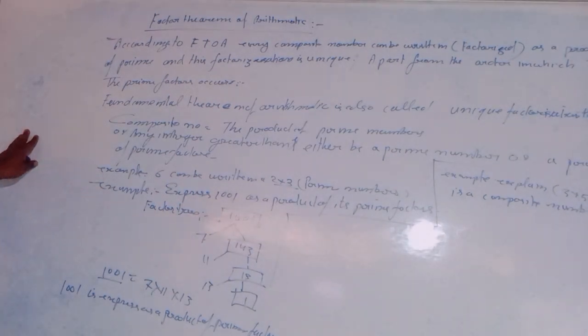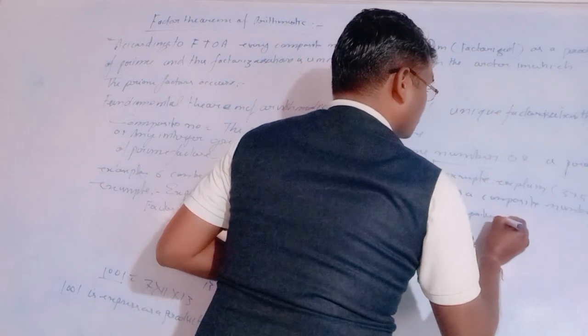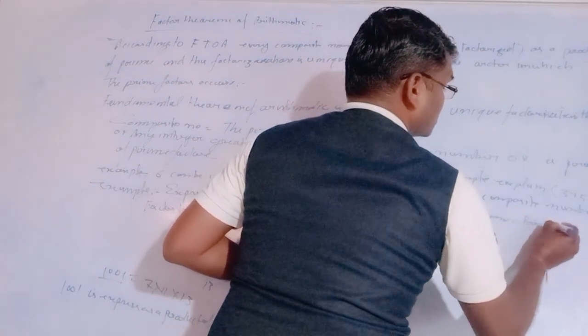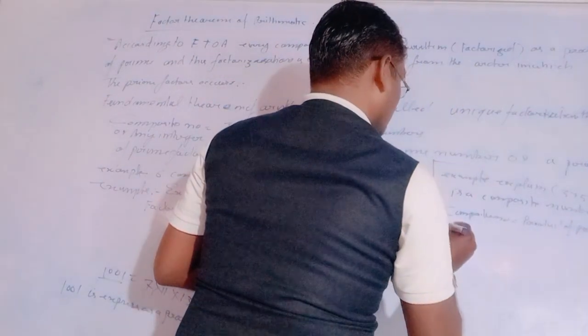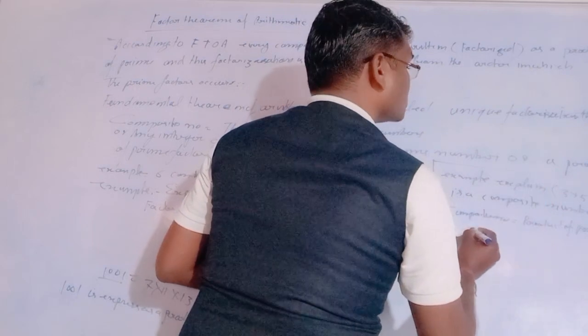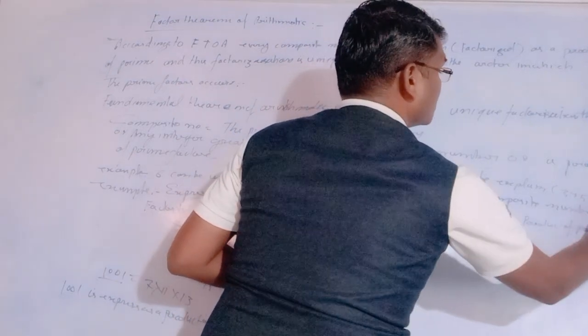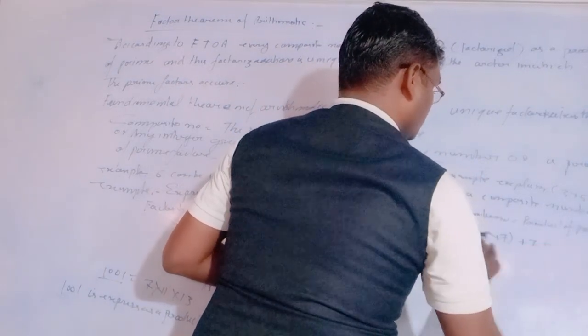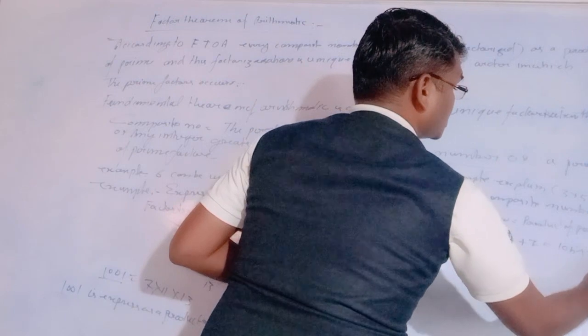So how will we solve these questions? We know that a composite number is equal to a product of prime numbers. Prime factors are 1 twice. As here, 3 into 5 into 7 plus 7 is equal to 105 plus 7, which is equal to 112.